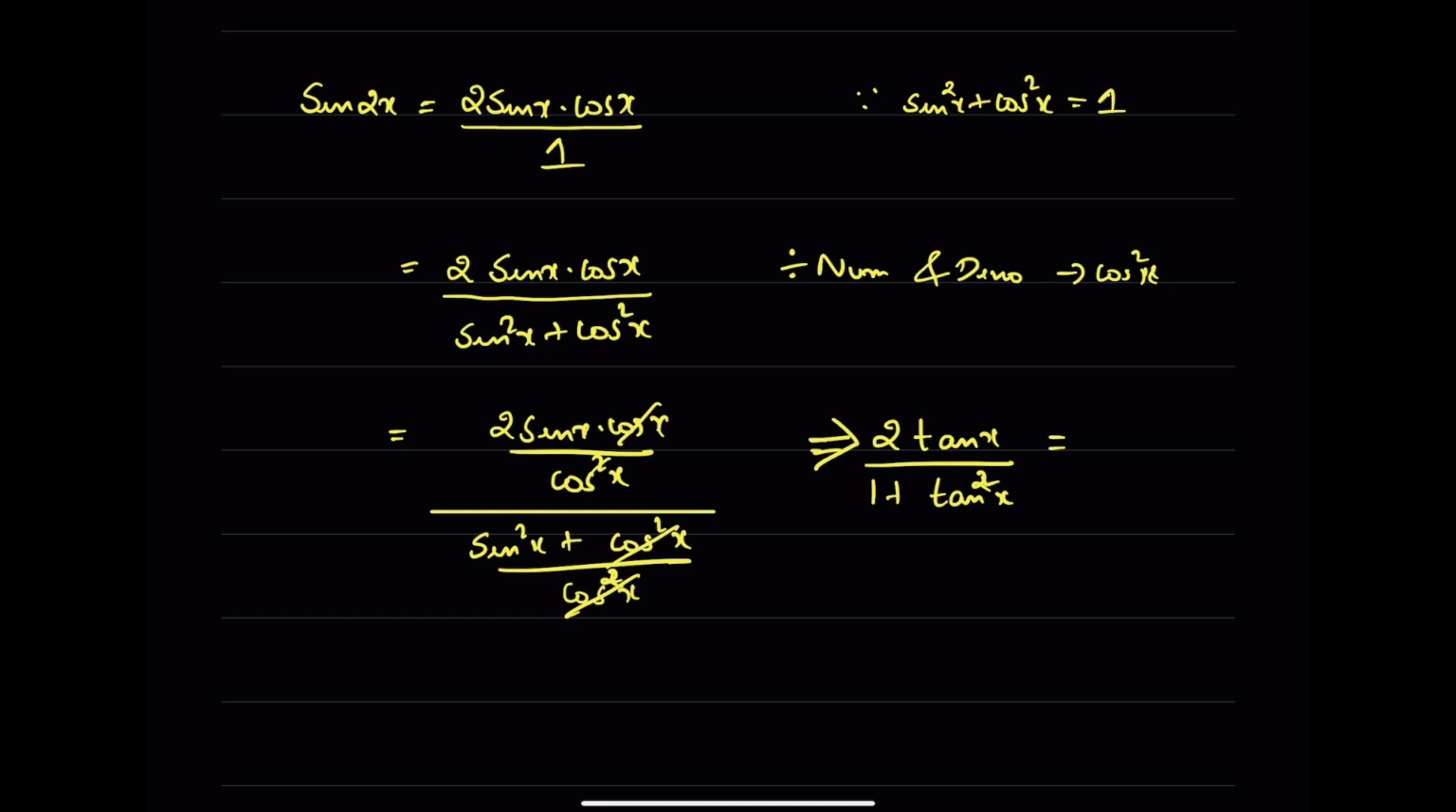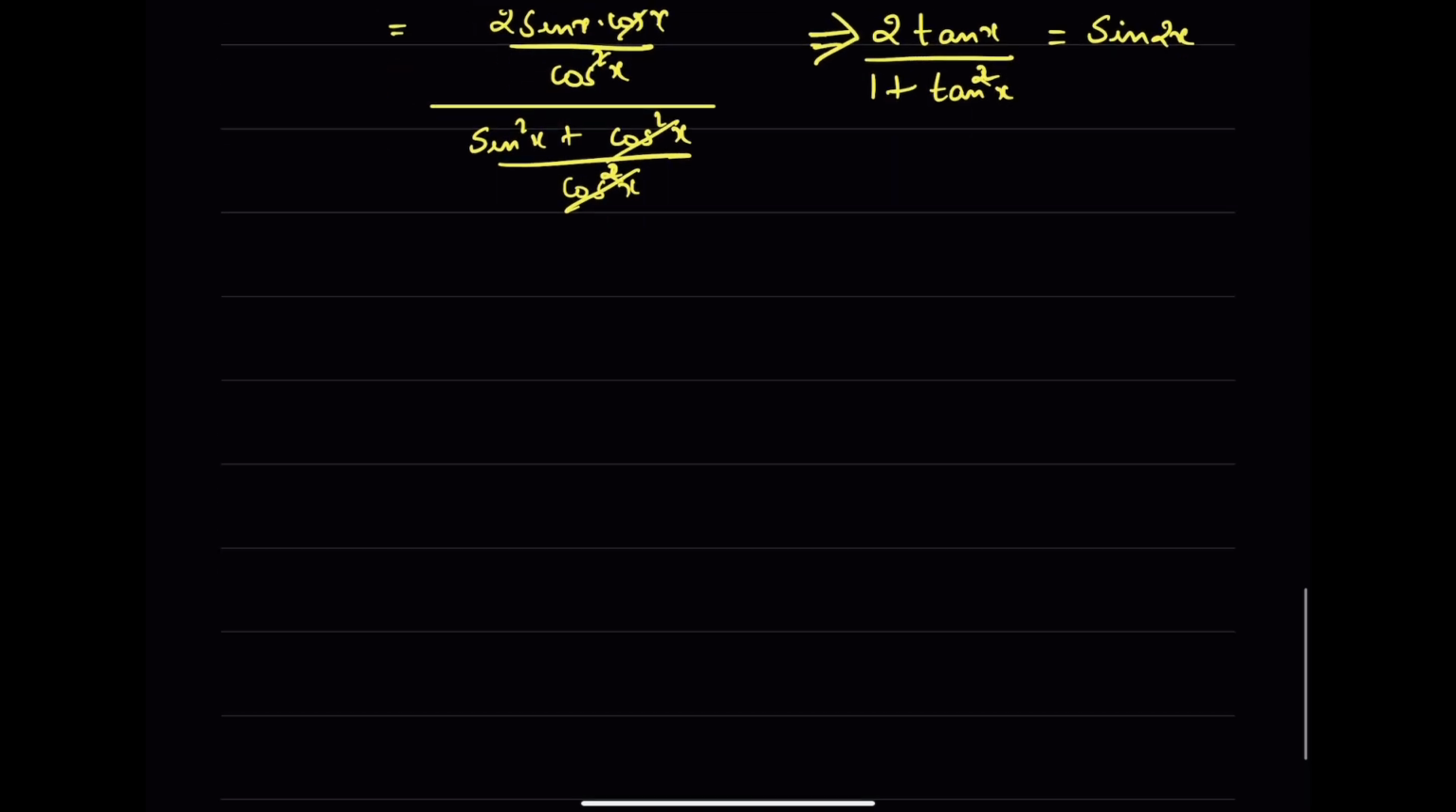So basically sin 2x can be changed to 2 tan x by 1 plus tan square x. Now in a similar way, let us try to find a different format of cos of 2x. So cos 2x is nothing but, we know that it is cos square x minus sin square x.